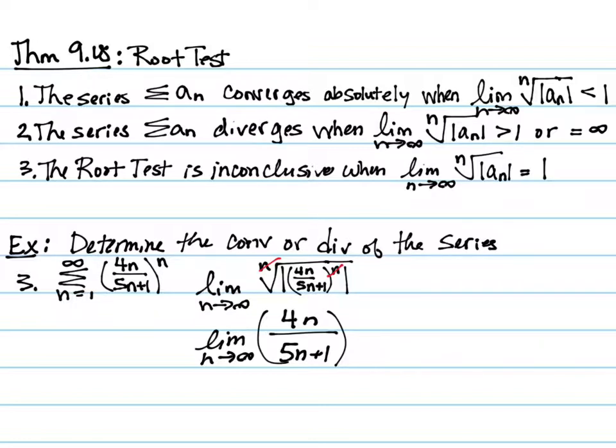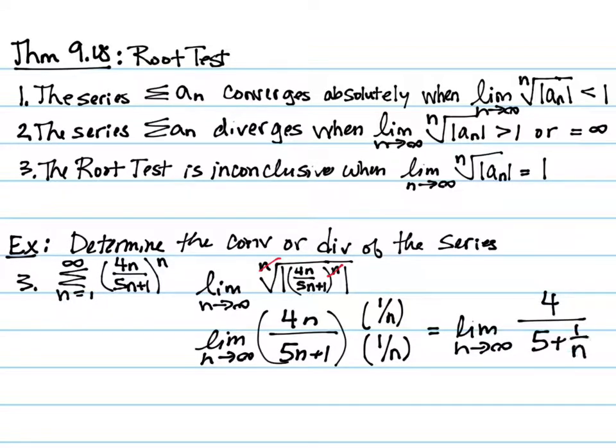What's my next step? Multiply by 1 over n over 1 over n. So this becomes the limit as n goes to infinity of 4 over 5 plus 1 over n. 1 over n goes to 0. So what is this limit? 4/5, which happens to be less than 1, right? So what does this tell you?